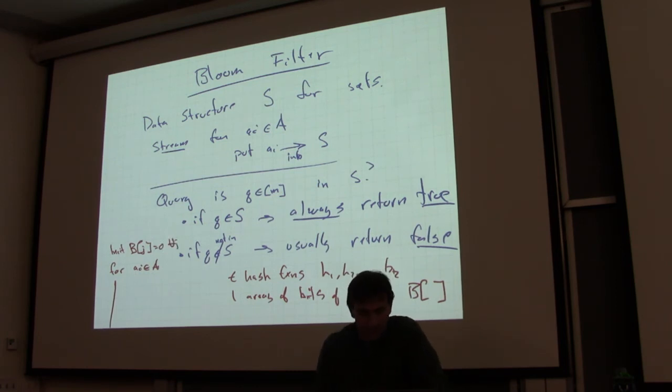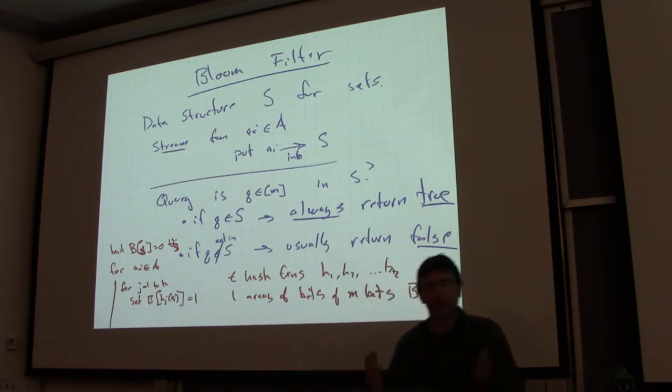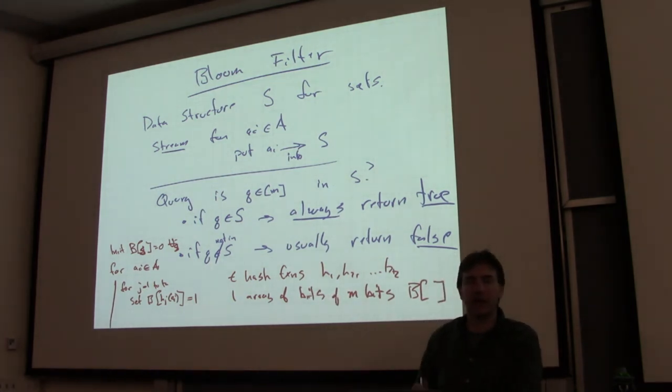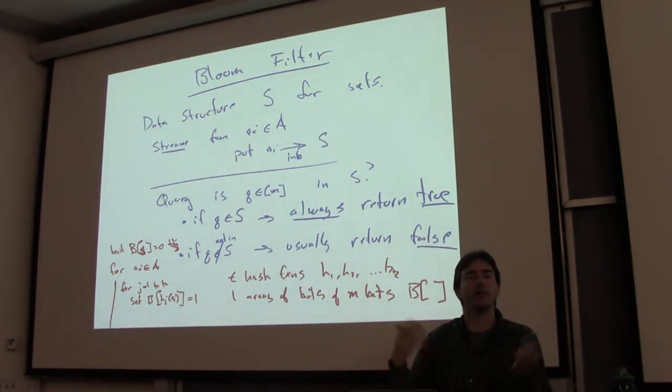Now as something comes in, for all the hash functions, for j equals 1 to k, I'm just going to set b[h_j(input item)] equals 1. This is all I do to maintain. On a query, I check all the hash functions for all the bits. If they're all 1, I return true. If any of them is 0, I return false.